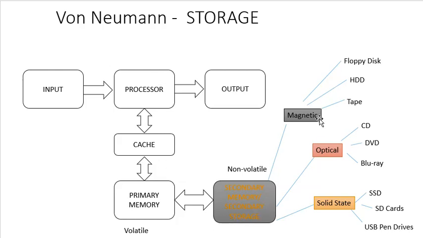There are three main types of secondary storage. There's magnetic storage, which includes things like floppy disks, hard disk drives, HDDs, and tapes. Optical storage includes things like CD-ROMs, DVDs, and Blu-ray. Solid state storage is storage where there are no moving parts. This is based on flash memory, and so these are things like SSDs, solid state drives, SD cards, and USB pen sticks.